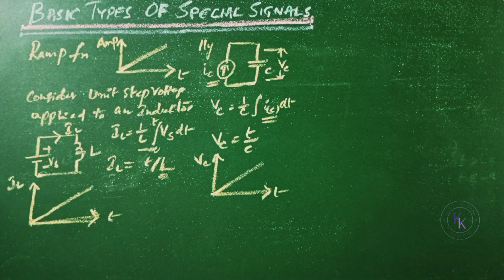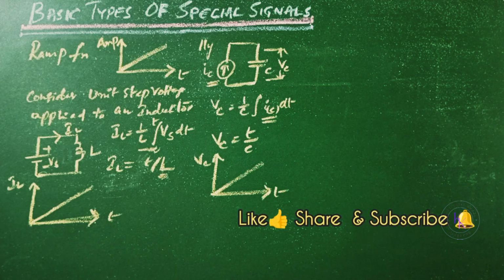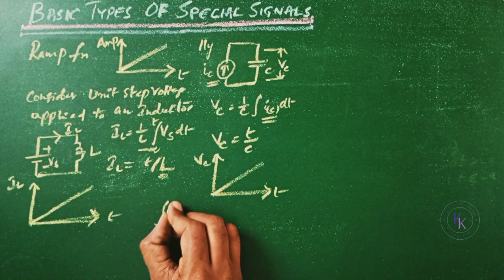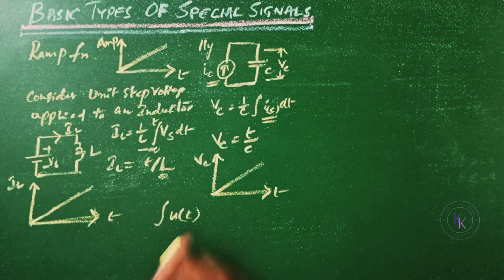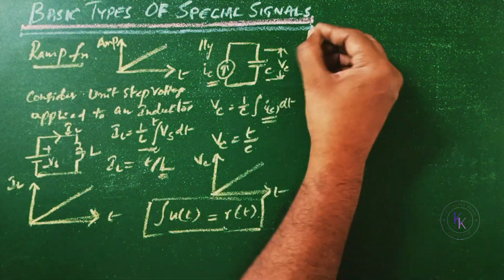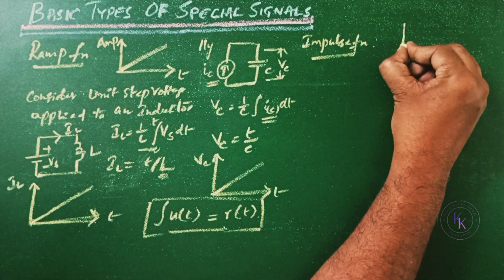Thus, the response of the unit step function of voltage to the inductor and of current to the capacitor gives us the ramp function response, that is the inductor current and capacitor voltage. Now, it can be said that the integration of the step function results in the ramp function r(t). Now, the impulse function, which is represented like this.